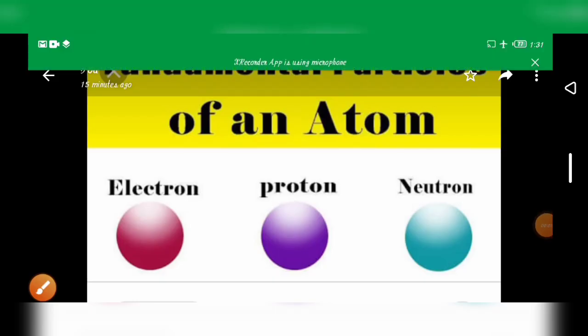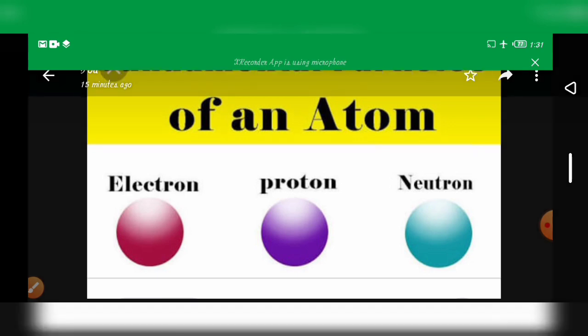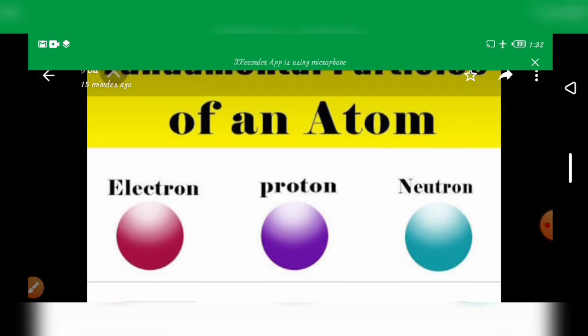Today we have to see about fundamental particles of an atom and their characteristics, and how to calculate the atomic mass and the atomic number. First of all, we go to fundamental particles of an atom. There are three fundamental particles: electron, proton and neutron. Last class we studied how the neutron was discovered. Now we have to study the properties of those particles.